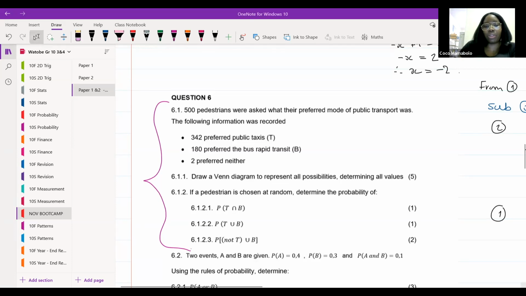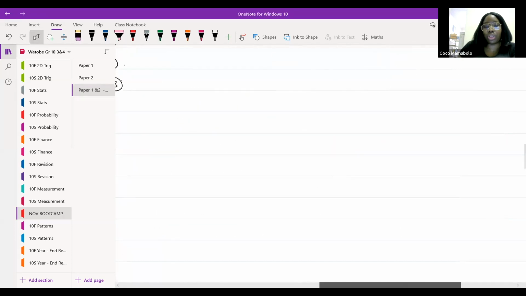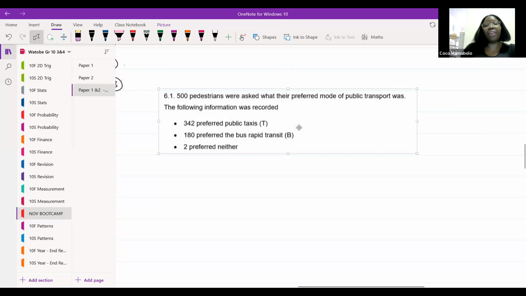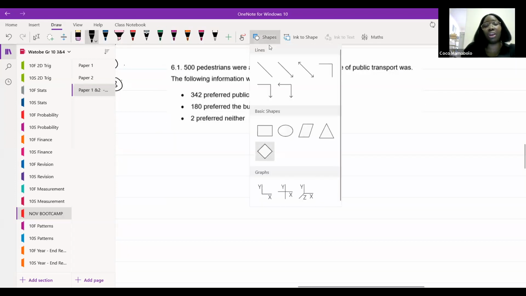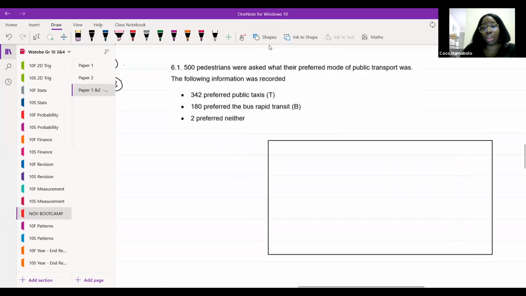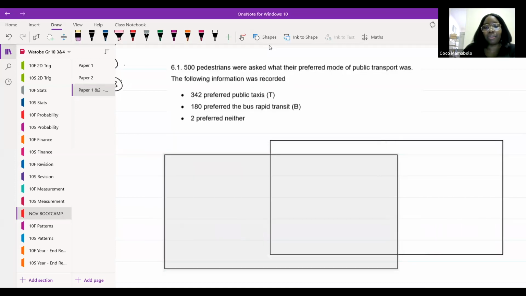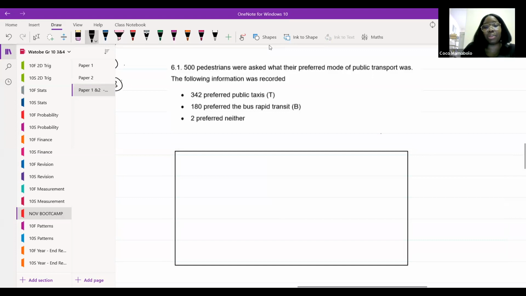Okay, let's talk about this Venn diagram. I'm going to move over to the side over here and plop down the information that we needed. All right, it says 500 passengers were asked what their preferred mode of public transport was. The following information was recorded. We need to put this on a Venn diagram. I know that I'm going to have my sample space. I've been told that my sample size is 500.